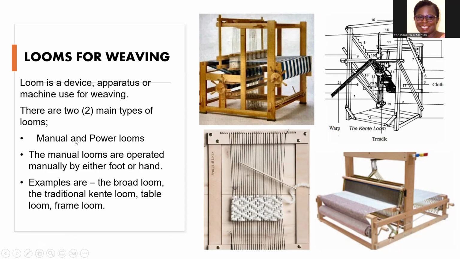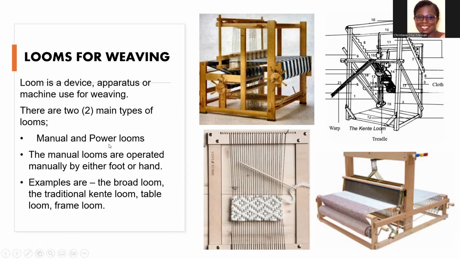We have the manual looms, and then we have the power looms. The manual looms are the ones we operate with our own strength. In the example, this is the broad loom. When we want to operate it, we operate it manually, using our strength. There is no power, there's no electricity.